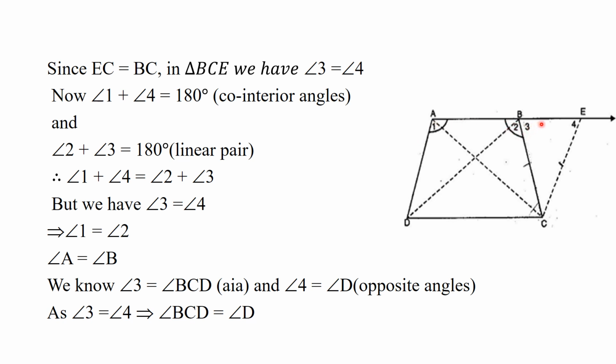Now we can write angle 3 is equal to angle BCD using the condition alternate interior angles. And angle 4 is equal to angle D since opposite angles of a parallelogram are equal. As angle 3 is equal to angle 4, we can equate our right hand side and write angle BCD is equal to angle D, which is angle C is equal to angle D.